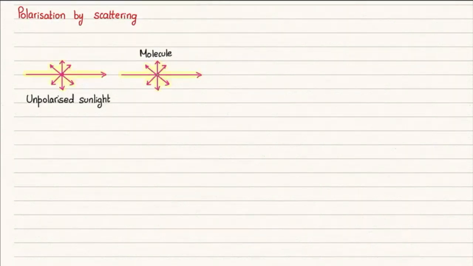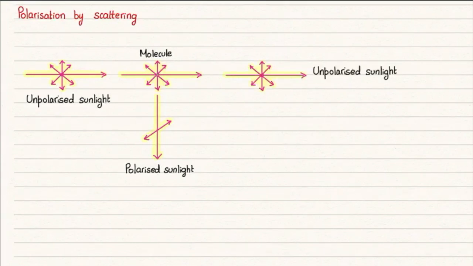Polarization by scattering. Let us imagine a molecule or an atom upon which light is incident. The atom or molecule will absorb the light and re-emit it in various directions, a phenomenon called scattering. After the scattering, light is completely polarized perpendicular to the incident wave, unpolarized if the direction is parallel to the incident wave, and partially polarized at all the other directions.